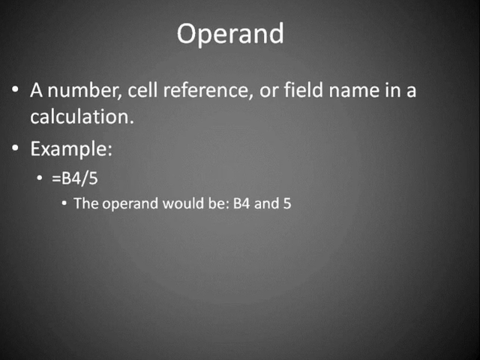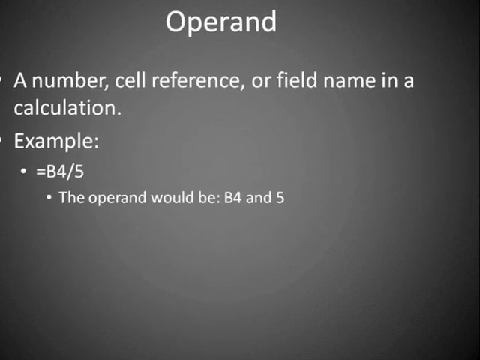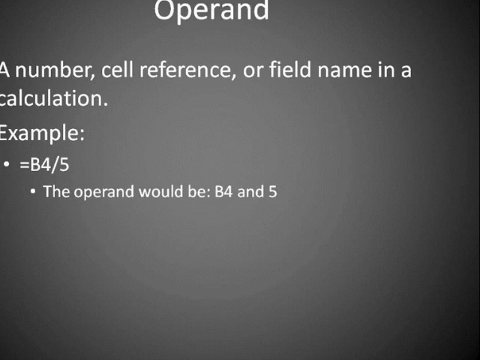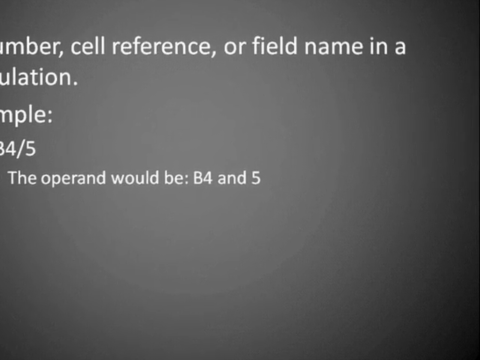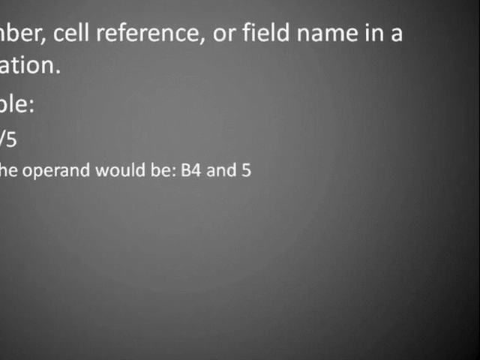The operand is a number, cell reference, or cell name in a calculation. In my example below, equal B4 divided by 5, the operands would be the B4 and 5.